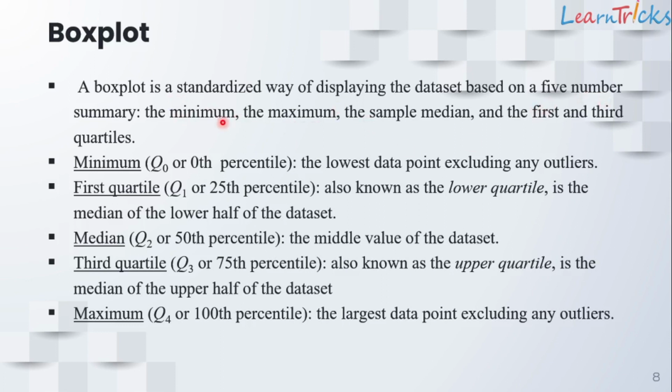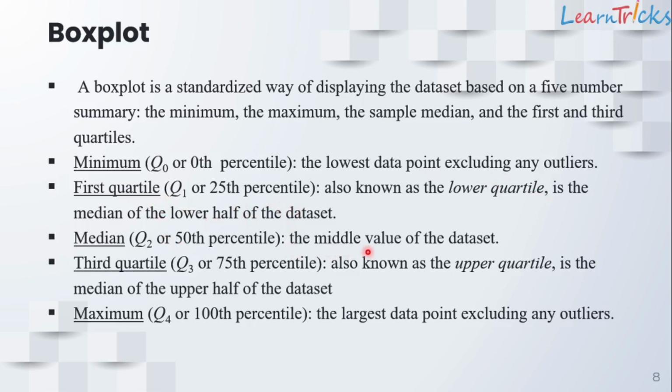And this box plot gives the statistical explanation of the data set depending on this 5-number summary. So the minimum value will be the lowest data point excluding any outliers. We will see what the outliers are. Then the first quartile, also known as the lower quartile, is the median of the lower half of the data set, meaning the values below the median are called the lower half, and the first quartile is the median of that.